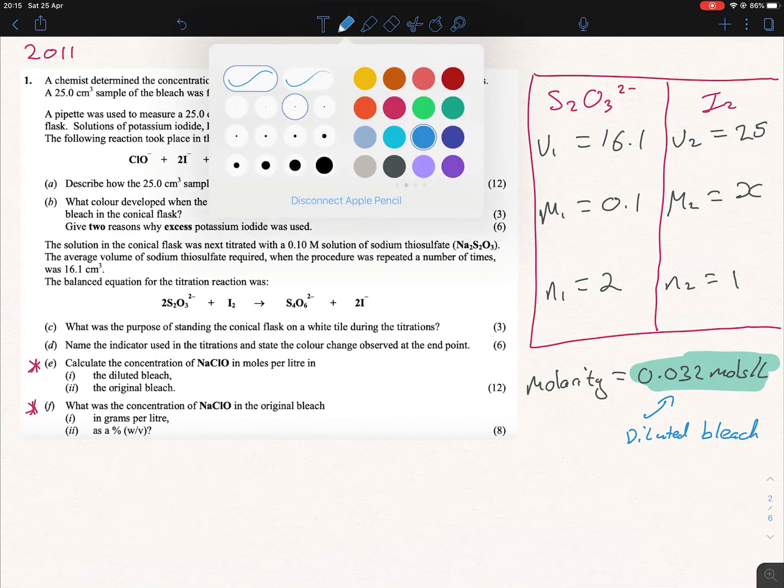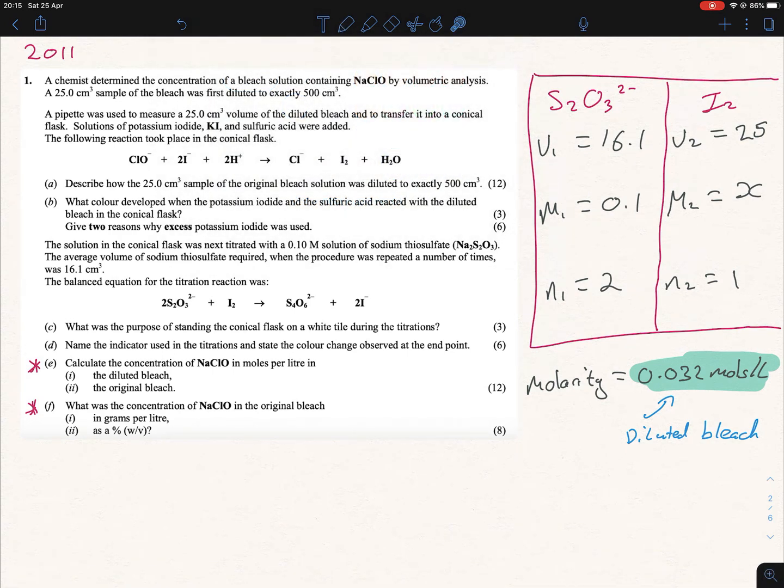So let's have a look. We're told up here in the original question, a chemist determined the concentration of bleach containing NaClO by volumetric analysis. A 25 centimeter cubed sample was diluted to 500 centimeters cubed. So how many times does 25 go into 500? Okay, so that's going to be your dilution factor there. Let me get out my calculator, because I will need it for the next part. 500 divided by 25 is 20, obviously. So that's 20 times.